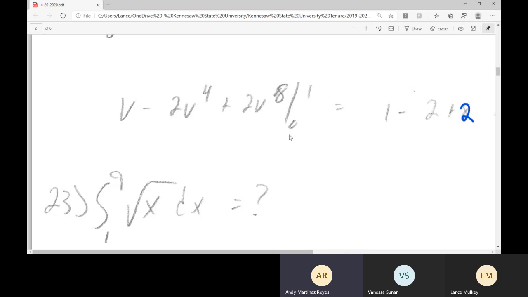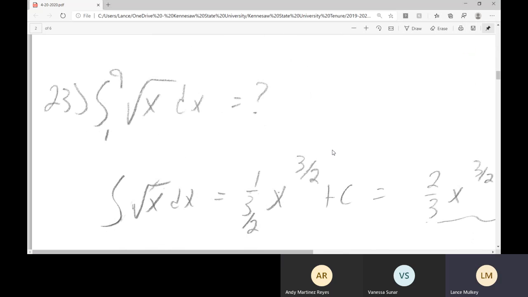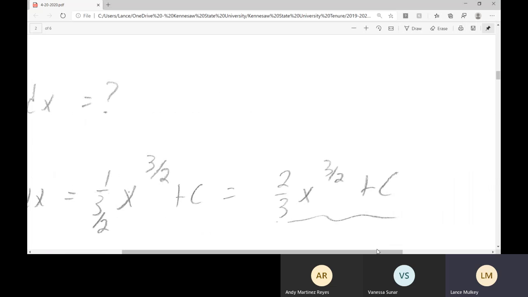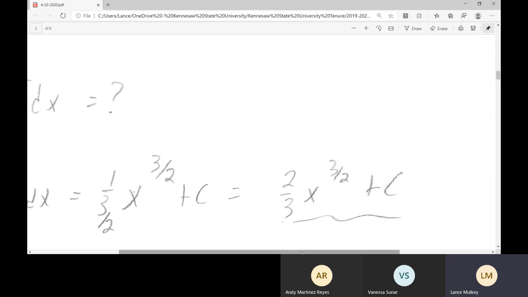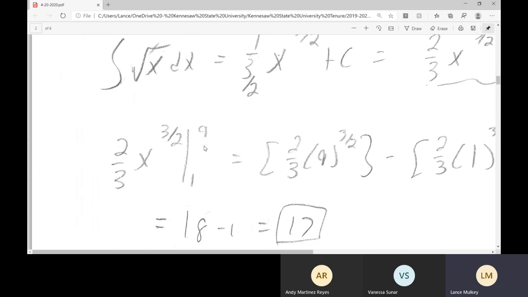I got 20. All right, valid guess. So you can rewrite this as, oh wait, no, never mind. You can rewrite this as x to the 1/2. I did do this right. I took the antiderivative and then simplified it. So that's the antiderivative. You get 2/3 x to 3/2, and you evaluate it from 1 to 9. I don't know how you got 20.